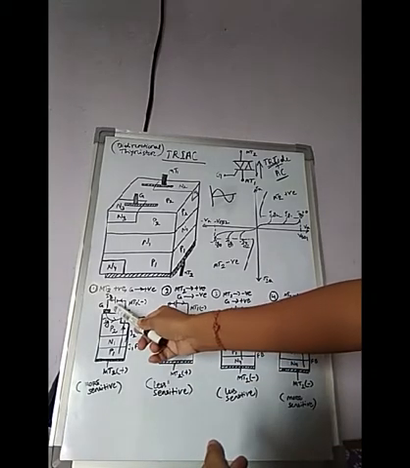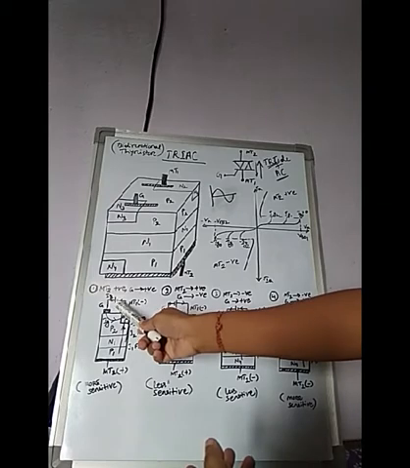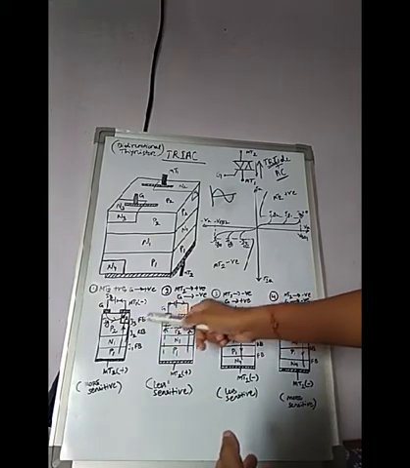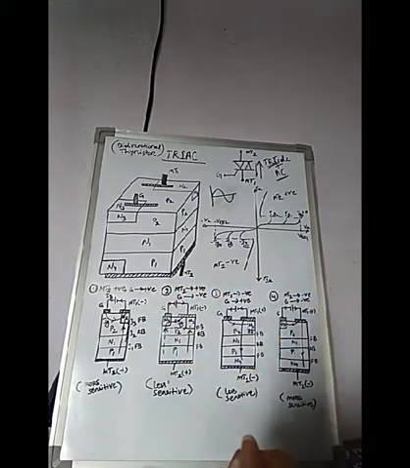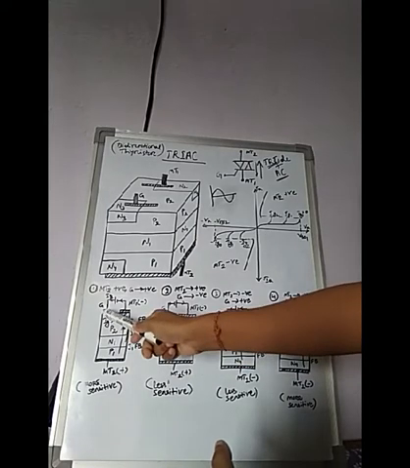How do we get the positive gate current? See here, I use one voltage source where the gate is connected to the positive terminal, and MT1 is connected to the negative terminal. So the Ig current can flow from this positive terminal to the negative terminal. That means Ig flows through this path, through this P2 N2 junction like this.